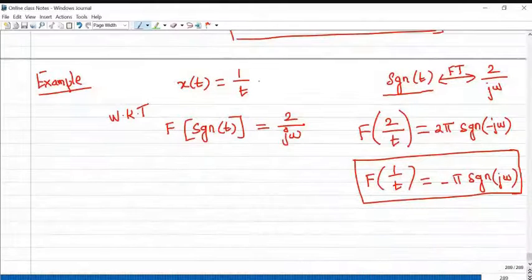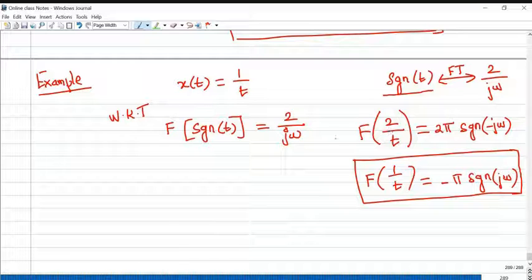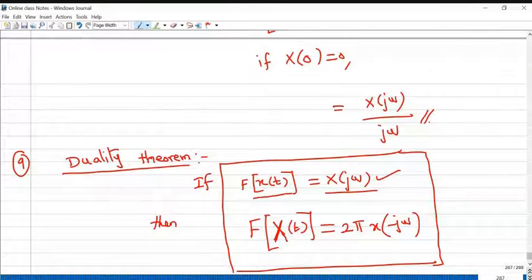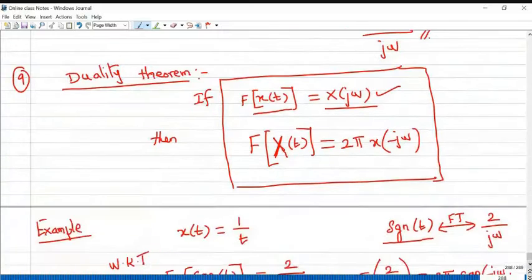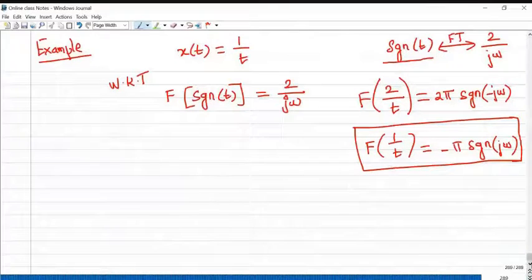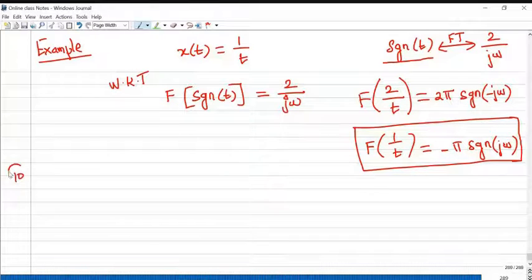But we need the Fourier transform of 1 by t only. So 2 is a constant. As per the linearity principle we already studied, this 2 will come outside: 2 times the Fourier transform of 1 by t. The 2 goes to the right side and is cancelled. So the result is minus pi signum function of j omega. This property is called the duality property, or duality principle, or duality theorem; all are the same. That was property number 9.